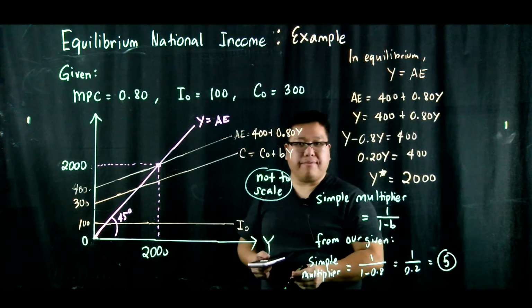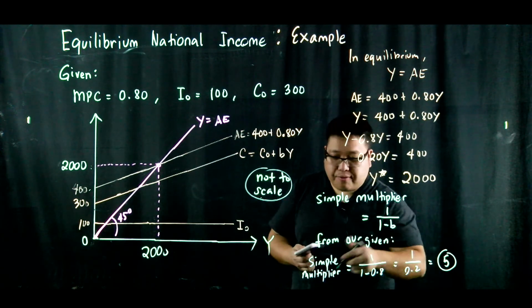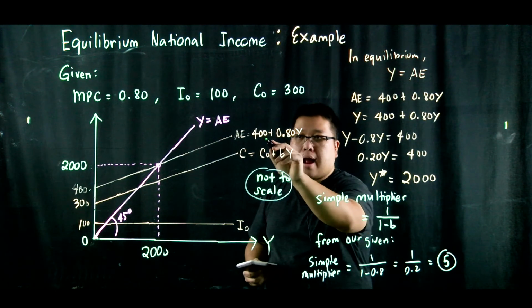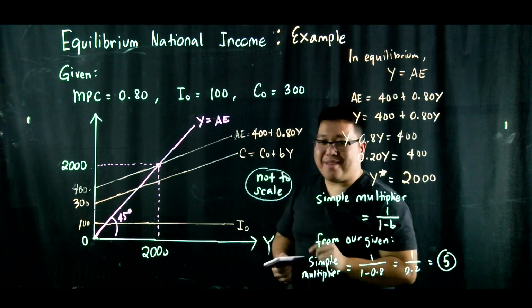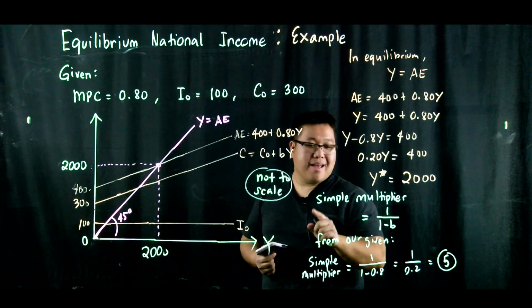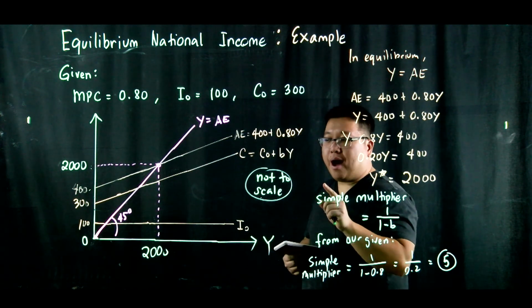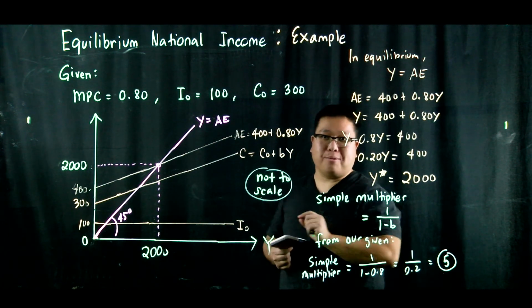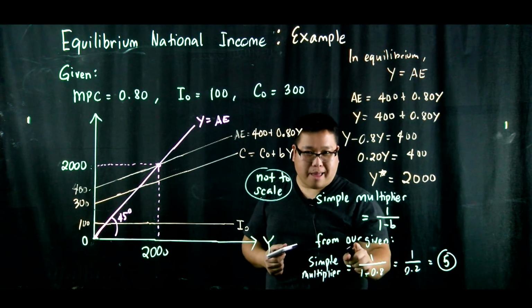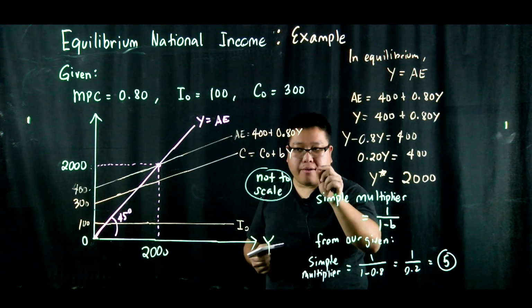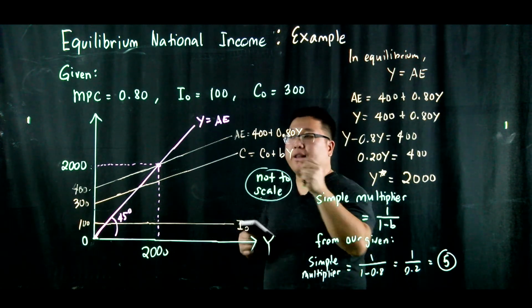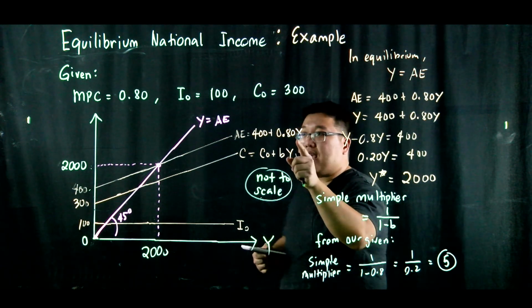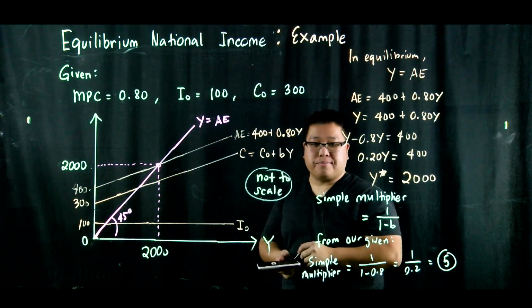So how do we interpret this 5? What it means is the following. If autonomous expenditures increase by 1%, equilibrium national income will increase by 1% times 5, because this is the multiplier. That's why it's called the simple multiplier. It's the amount by which aggregate national income or aggregate expenditures will increase by the amount of an increase in autonomous expenditures.